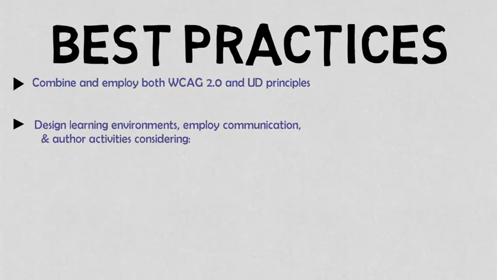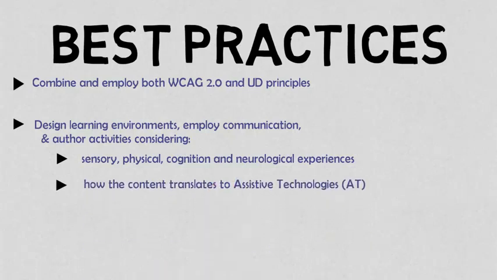When we develop our resources, we need to consider sensory, physical, cognitive, and neurological experiences. We can't just think about one disability, nor even one disability at a time. We need to think about disabilities and accessibilities from many perspectives. We need to consider how the content translates to assistive technologies such as screen readers, speech recognition software, and alternative input devices, for example, head pointers and puff switches. This is where WCAG success criteria are incredibly beneficial since we can't all be familiar with these various tools.